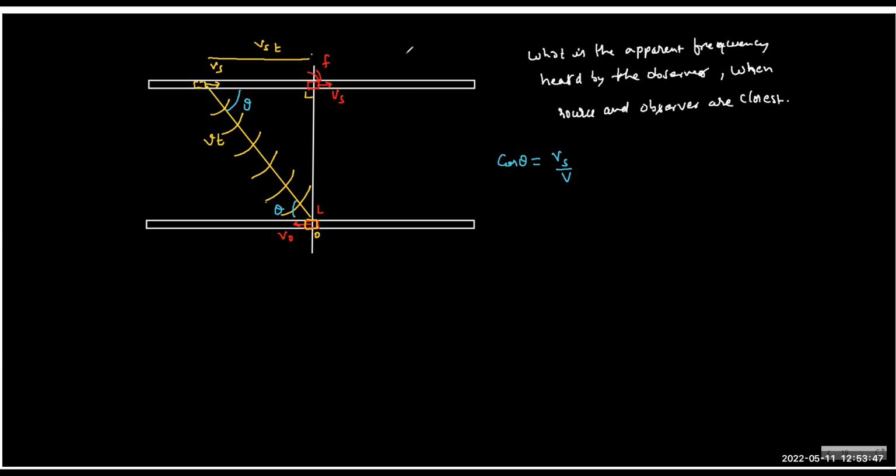Now, okay, let's say the observer is stationary. That is the question actually. So the observer is not moving. It is permanently here. This makes things very easy for you, because that's the actual question. So the observer is stationary.